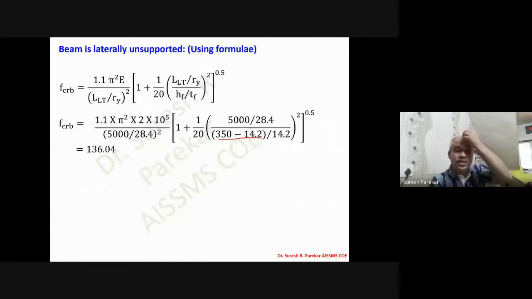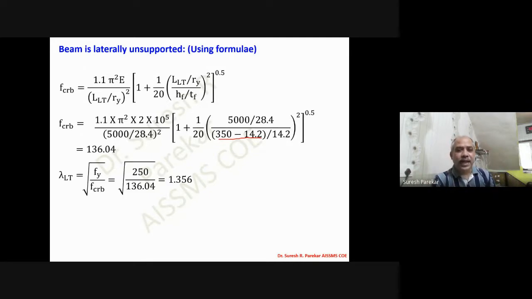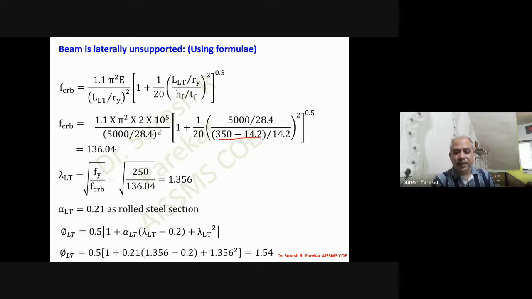Now the choice is yours. You can use any one. You can use partly formula, partly table. That is your choice. Now, once I know FCRB, then lambda LT we have to find out. We have seen the formulas, which will give me 1.356. Now I have to find phi LT. Alpha LT we know, 0.21. And then we have this phi LT as 1.54.